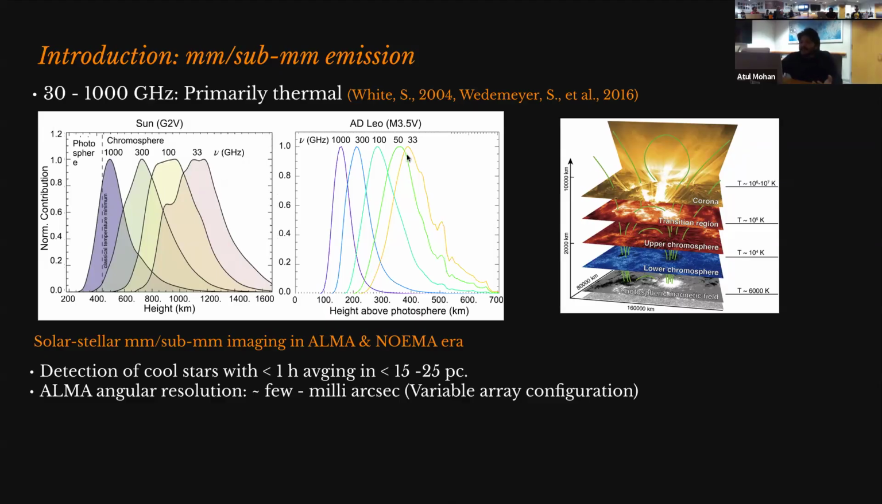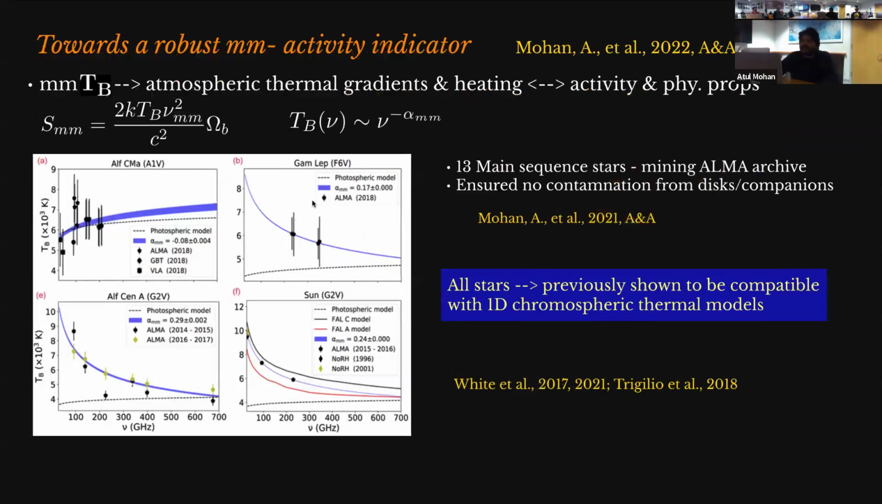So we did the same exercise for a 3D atmospheric model for AD Leo, and the same thing happens. This is an interesting thing about the millimeter and submillimeter band, where you can basically use it like a linear thermometer. Just do a spectroscopic emission and you get the linear thermometer. So we used this quality of this band, and we looked at all ALMA-detected main sequence stars. We also ensured that there are no disks or any kind of companion which is contributing to the potential emission which we observe.